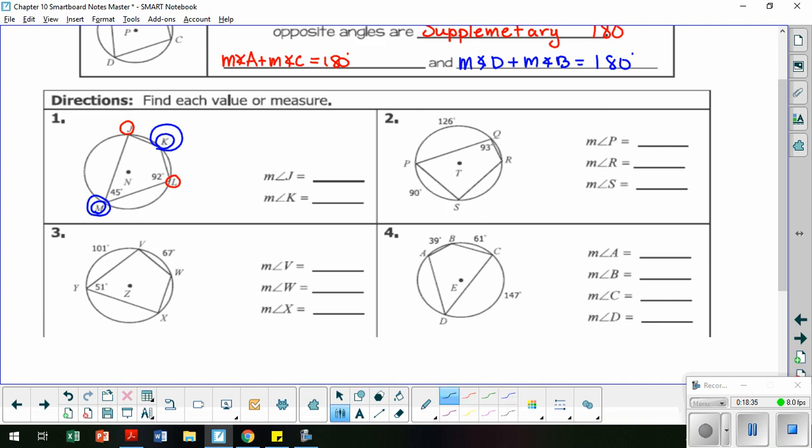So, 180 equals 92 plus the measure of angle J. Hopefully you guys were stopping. So subtract your 92 and you get 88 degrees. And then 180 equals 45 plus the measure of angle K, which ends up being 135.